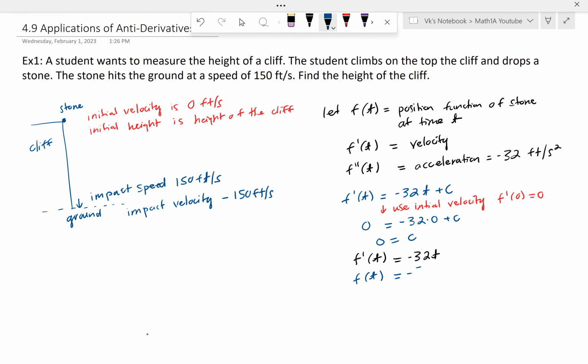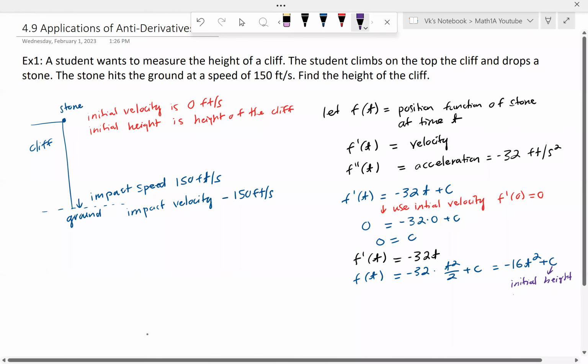So f of t is negative 32 times t squared over 2 plus c, and that gives us negative 16 t squared plus c. Remember that negative 16 t squared that you used to see in the algebra textbook. That is how we get it, using gravitational acceleration and antiderivatives. C is the height of the cliff, because that is the initial height, or initial position, the cliff height.